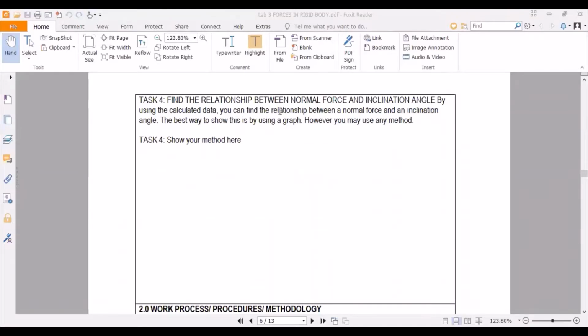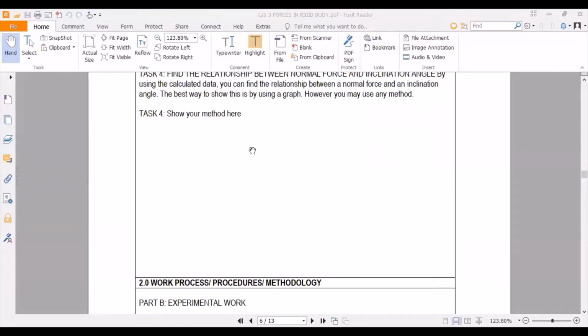Find the relationship between the normal force and inclination angle. By using the calculated data, you can find the relationship between a normal force and an inclination angle. The best way to show this is by using a graph. However, you may use any method. So for task 4, please use the table. We recommend using the program Excel. Please fulfill and show the graph here.